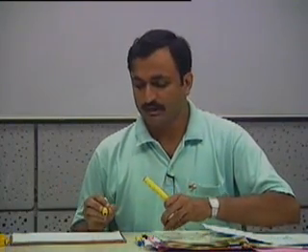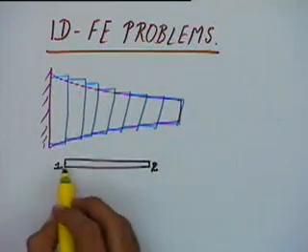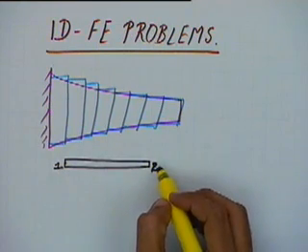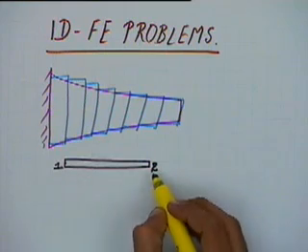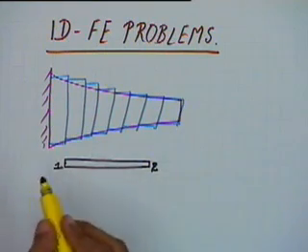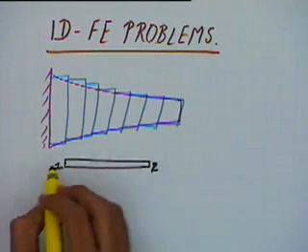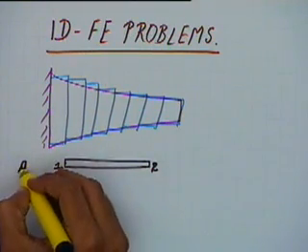Discussion on 1D finite element problems. In the morning we had seen that if we have a one dimensional rod, we can split it into one dimensional finite elements with uniform cross section. That means the variation is only along the length, the area of cross section would remain the same across the length of the element.